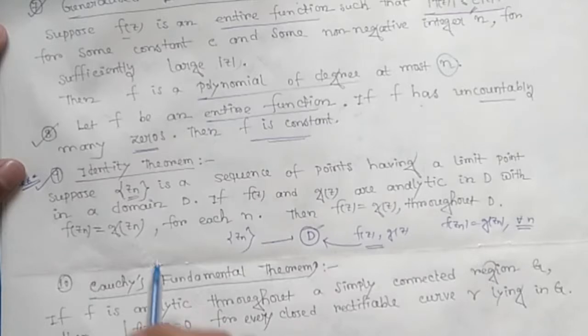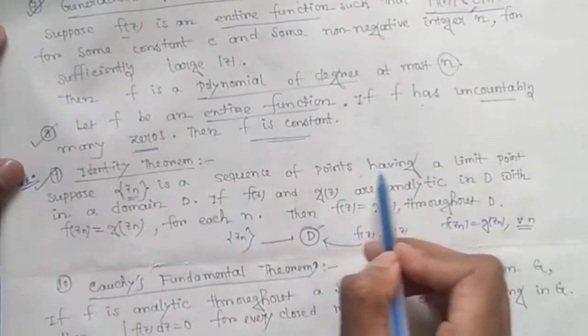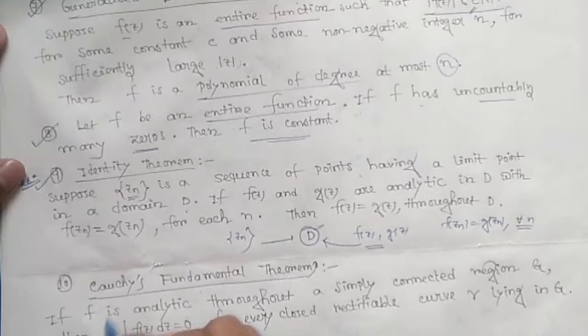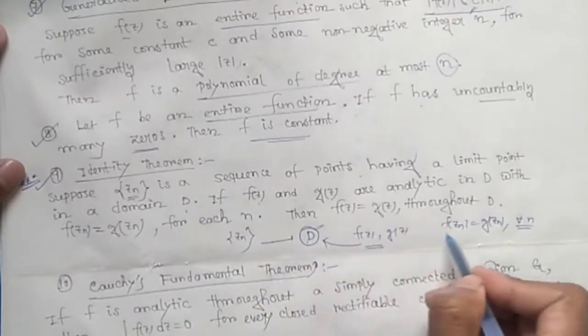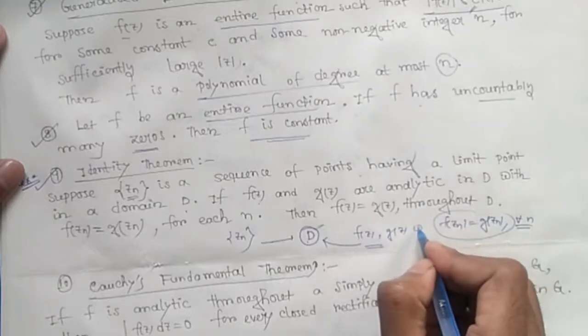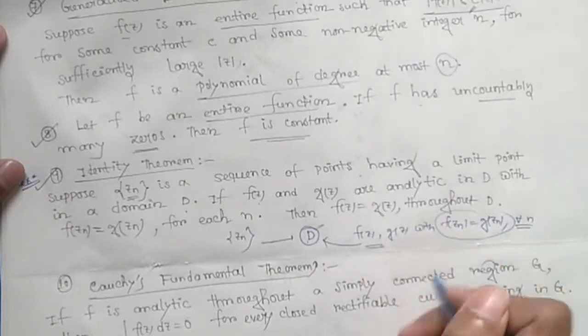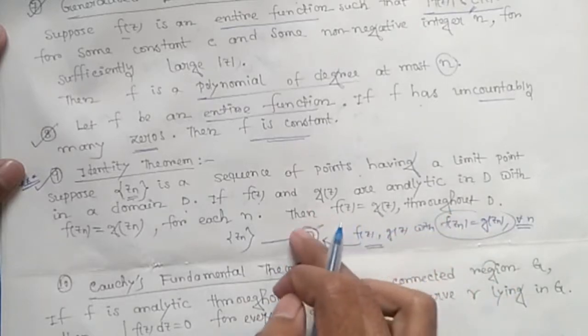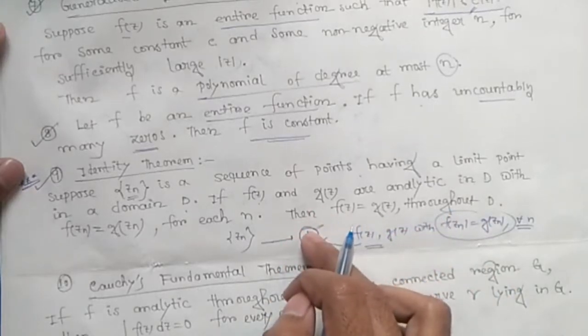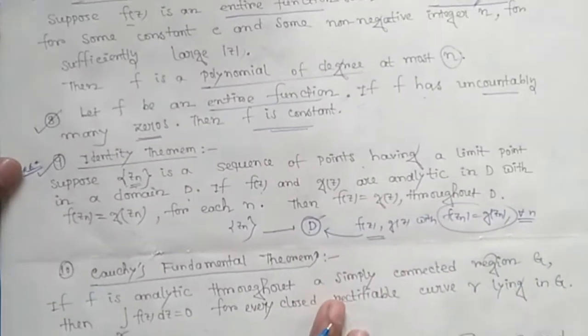So the theorem says that Zn is a sequence of points having a limit point in D, and f(z) and g(z) are both analytic in D with f(zn) equal to g(zn). Then we can say that f and g are identical throughout D.